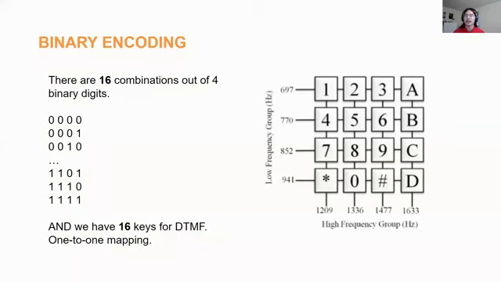So we have 16 keys, right? And how many binary digits do you actually need to represent all 16 combinations? The answer is 4. You can write this out. Start from 0000 and add 1, counting in binary until you reach 1111, and you will figure out that there are 16 of them in total. And we have 16 keys for the DTMF tone keypad, at least. So you can do a fairly straightforward one-to-one mapping.